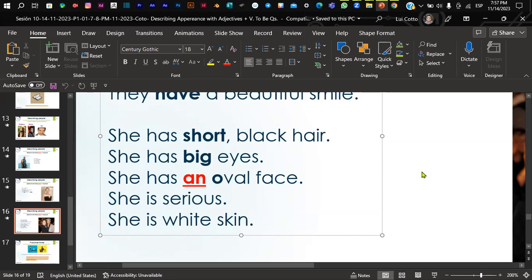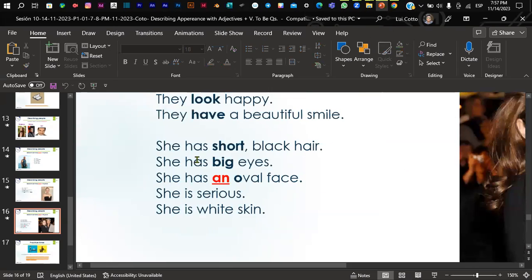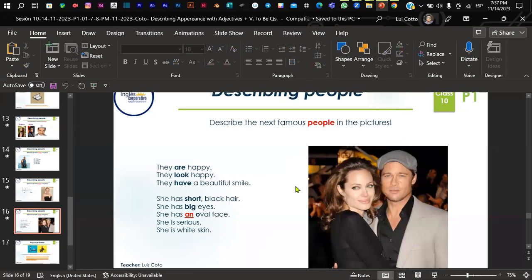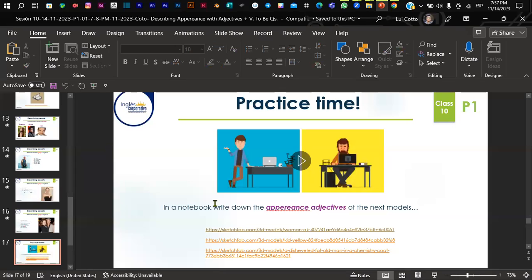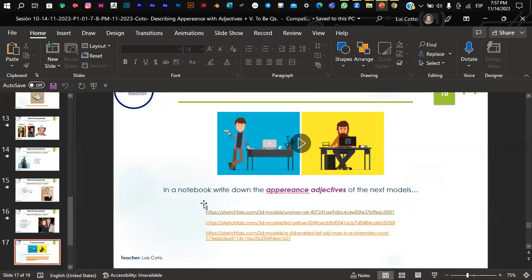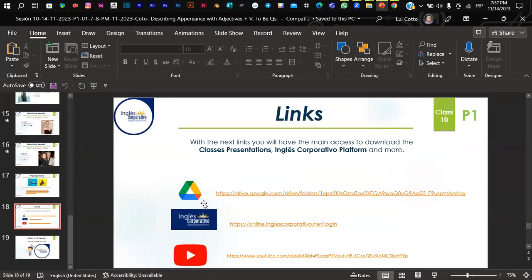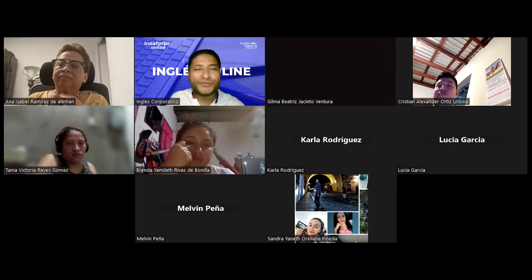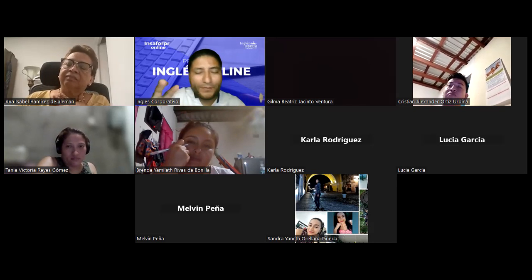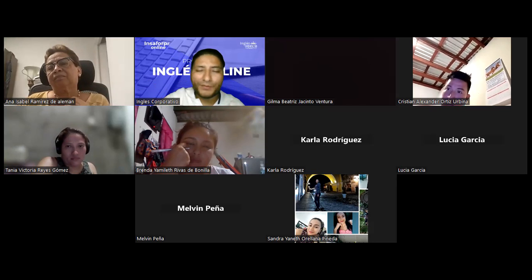Okay, guys. This is the homework that you have to do with the 3D models in the links. Okay, to practice about describing appearance. Okay, guys, we are going to stop in this part because there is no more content. It was about describing people with adjectives appearance.